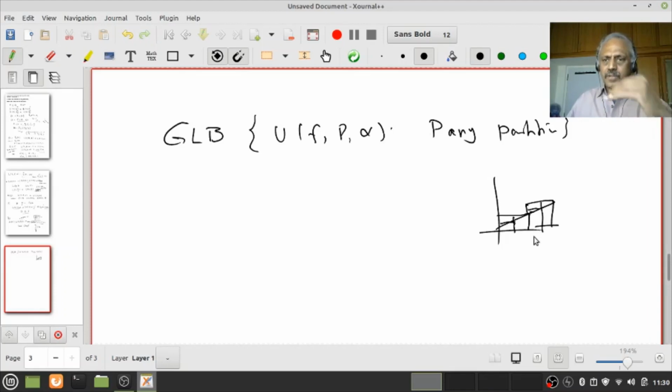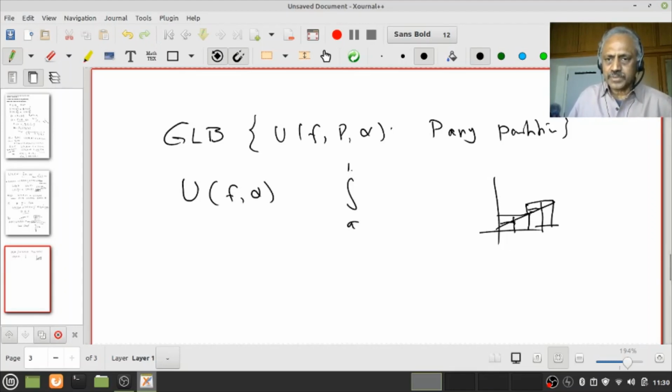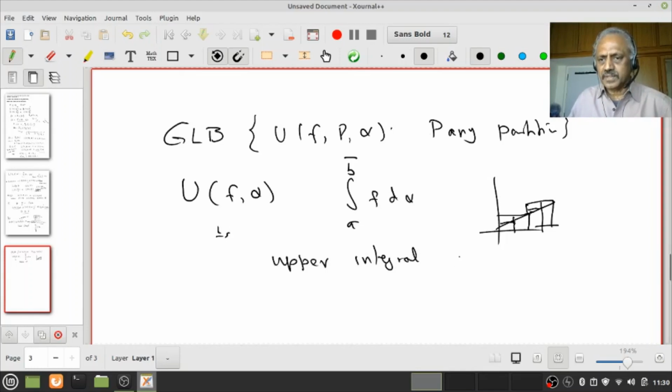Right, so I keep on approximating. So I should take the GLB. And what should be the notation? It should be U(f, alpha), or what is the standard textbook notation sometimes? And what should I call this? Upper integral with respect to alpha. If alpha is the identity, we will simply say upper integral, otherwise the integrator or weight function alpha.